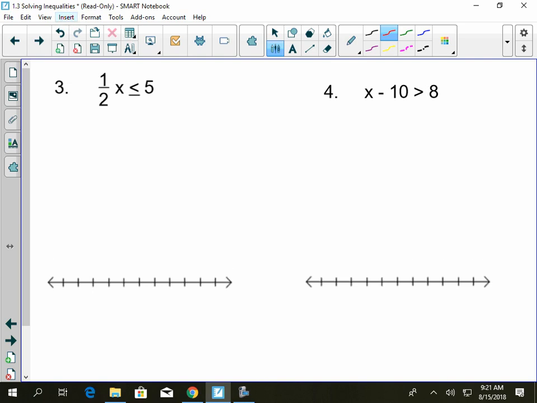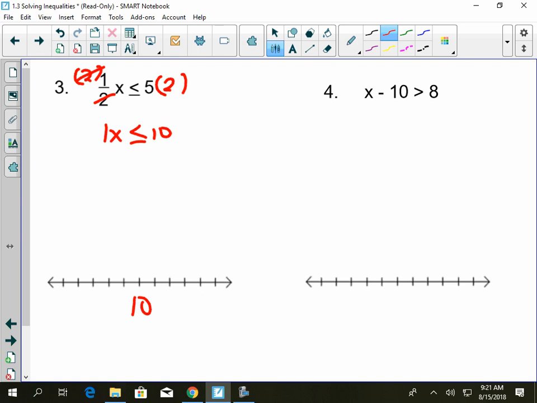I have to get rid of the 2, right? How do I get rid of the 2 in a division problem? Multiply. Multiply both sides by 2. The 2's cancel. 1x is less than or equal to 10. Always multiply by the bottom number of your fraction. 1x and x are the same thing. So I put my 10 right here.